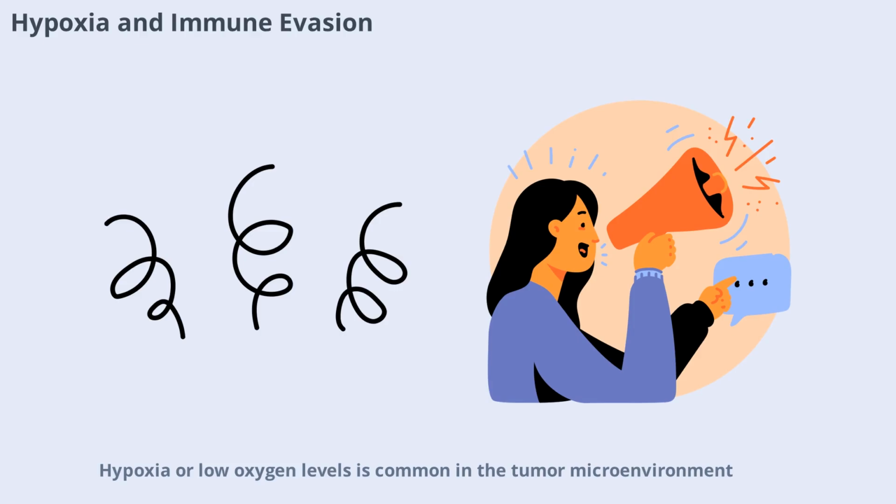Hypoxia, or low oxygen levels, is common in the tumor microenvironment. Hypoxic conditions can promote tumor growth and help cancer cells evade the immune system. Addressing hypoxia is an important aspect of developing more effective cancer therapies.